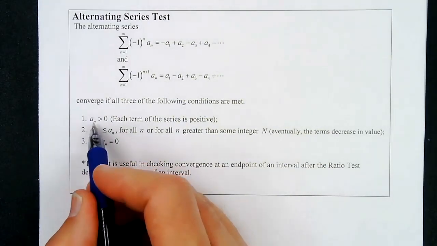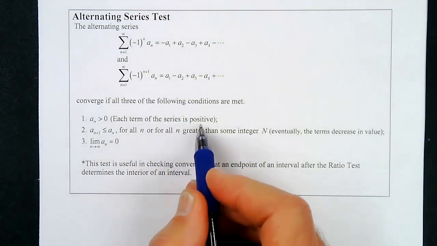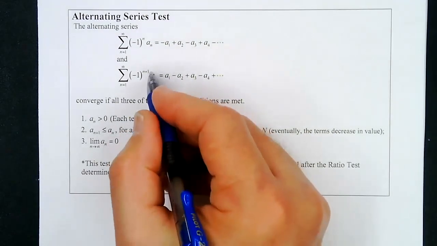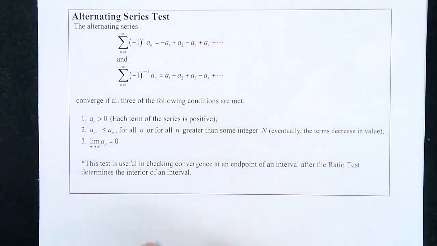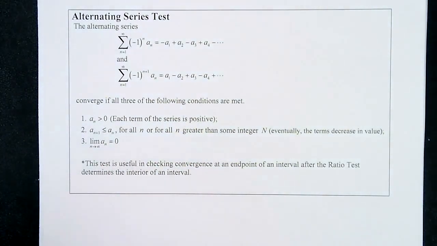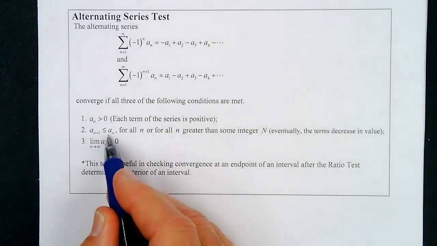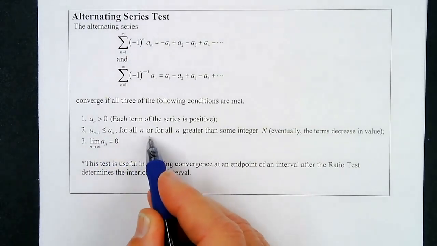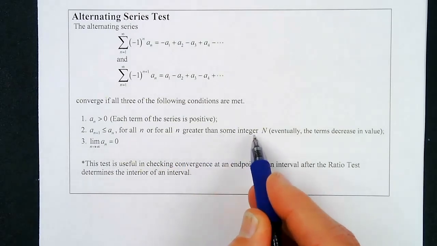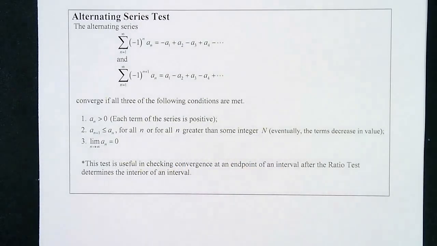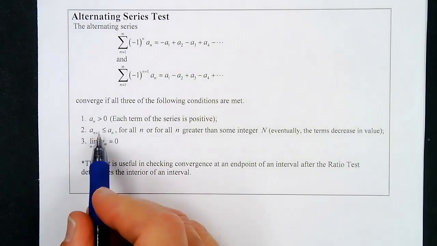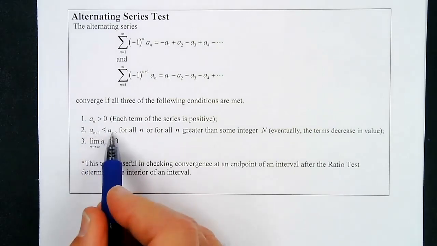First, a sub n is greater than 0. Each term of the series is positive. That means all of these a sub n's, without the -1 part that's making it negative, each of those has to be positive. Second, a sub n+1 has to be less than or equal to a sub n for all n, or for all n greater than some integer. So if we go out and then it starts to do it, that's okay. Eventually the next term will be smaller than the previous term. That's what this is telling us, because n+1 is the next term after this one.